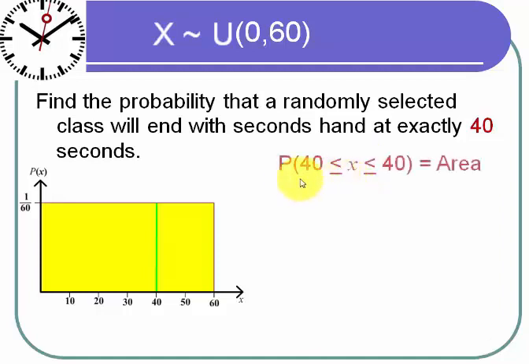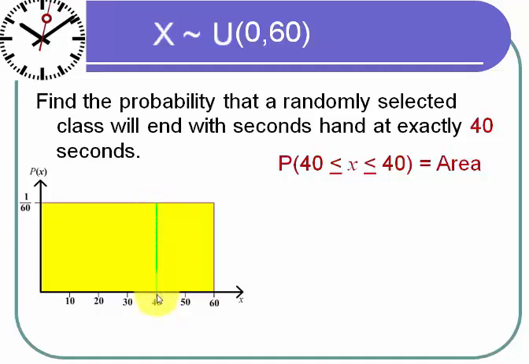So again, the probability is always area, and in this case, to be exactly 40 seconds means that it's greater than or equal to 40 seconds, but it's also less than or equal to 40 seconds. It can't be bigger than 40, and it can't be less than 40. So it's between 40 and 40. And that's the area under this rectangle.